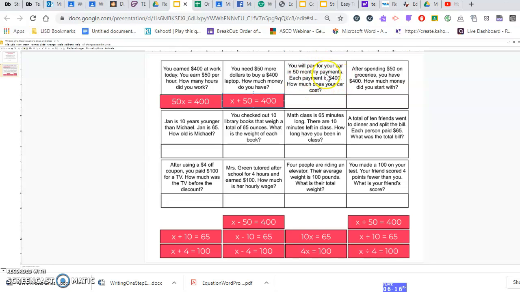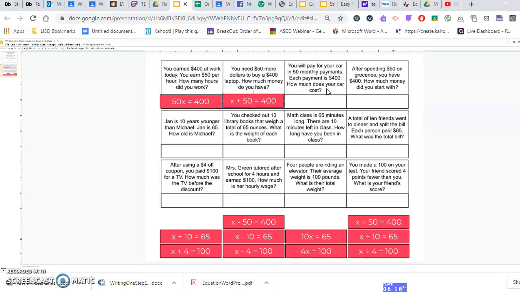The next one says you will pay for your car in 50 monthly payments. Each payment is $400. How much does your car cost? So in this one, we're looking for the total cost.